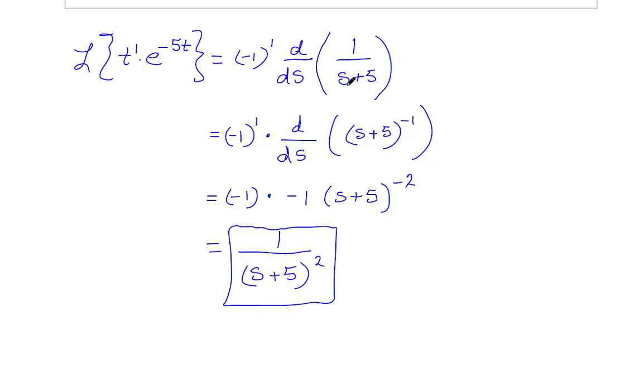So I rewrite this as s plus 5 to the negative 1. Minus 1 comes in the front, drop the exponent by 1. The derivative of the inside is just 1. So I've got minus 1 times minus 1, making it positive, and giving us the Laplace transform of t e to the minus 5t.